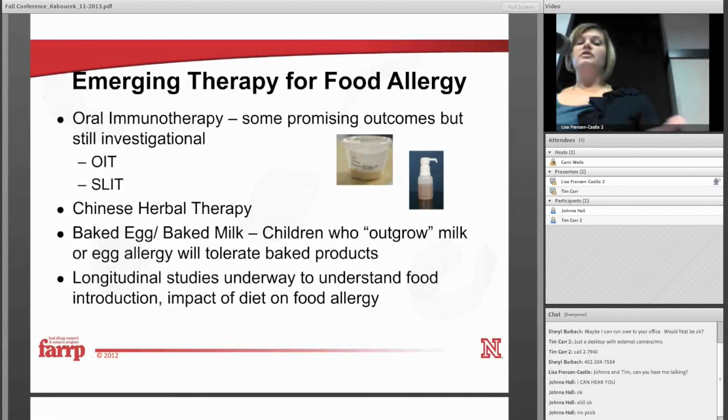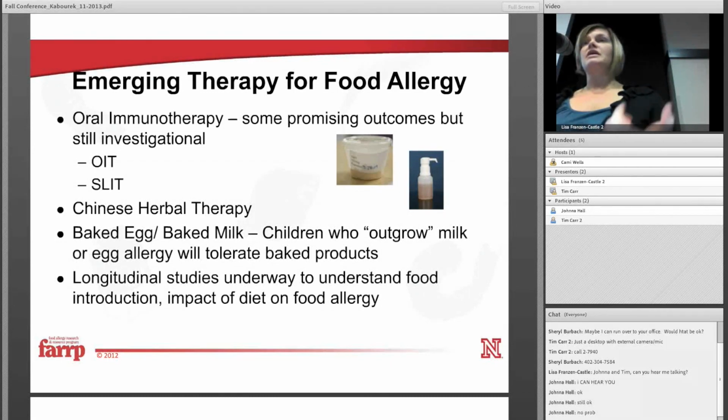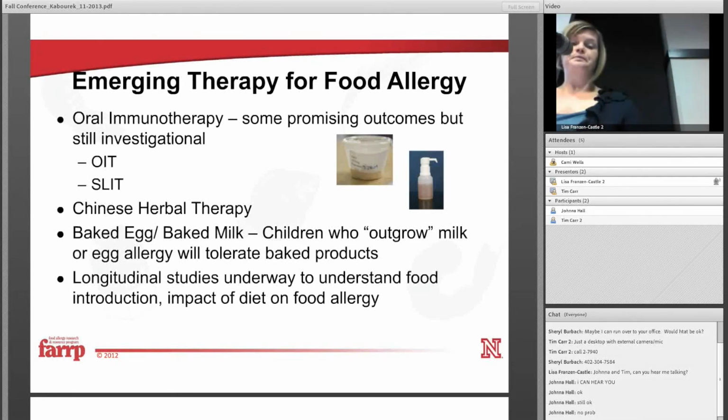The oral immunotherapy is milligrams of offending food. Sublingual is micrograms. So it's two therapies that are showing promise, but they're a little bit different. There are some studies going on right now with a Chinese herbal therapy. Some Chinese researchers at Jaffe School of Food Allergy in New York came up with a 20 herb preparation. Now they've gotten it down to about 7 or 8. They've done studies in rats and mice, and now they've moved to human trials.